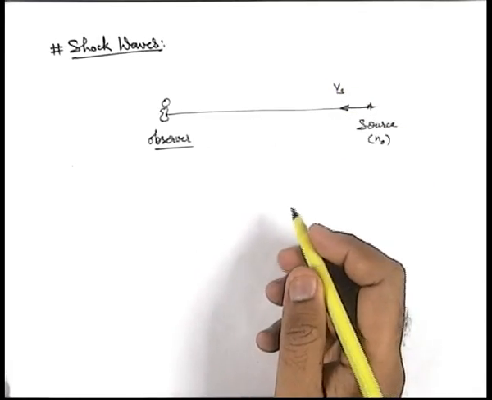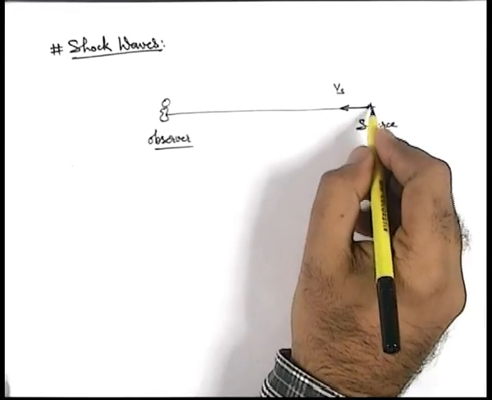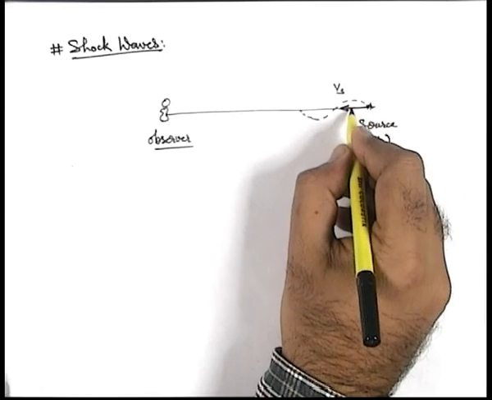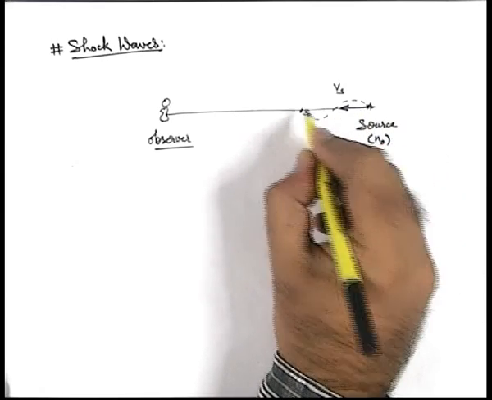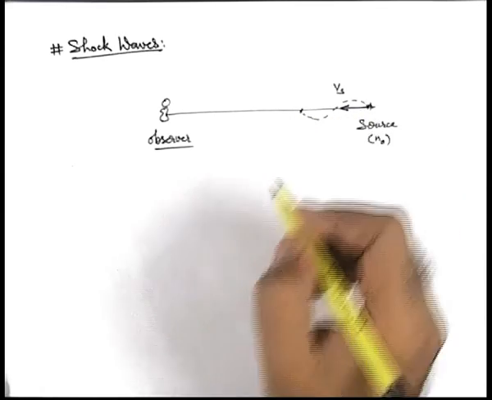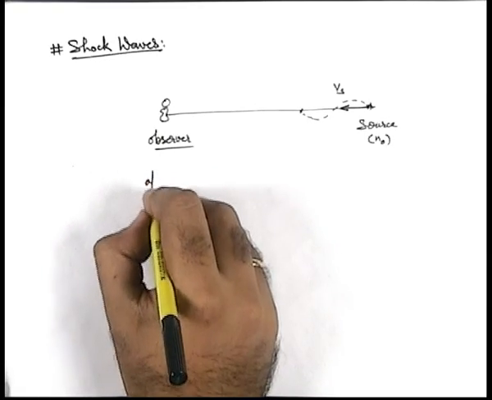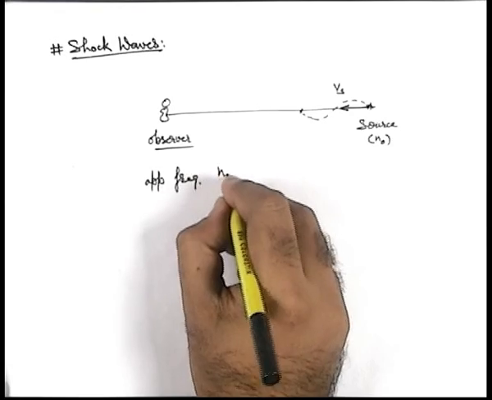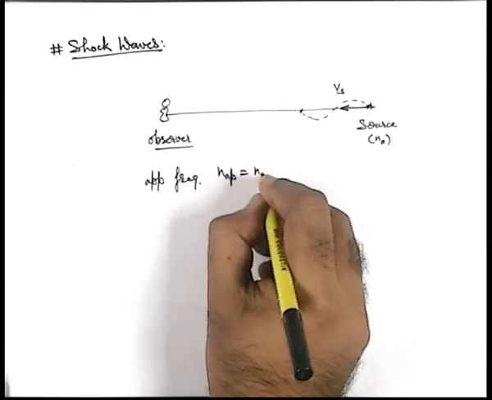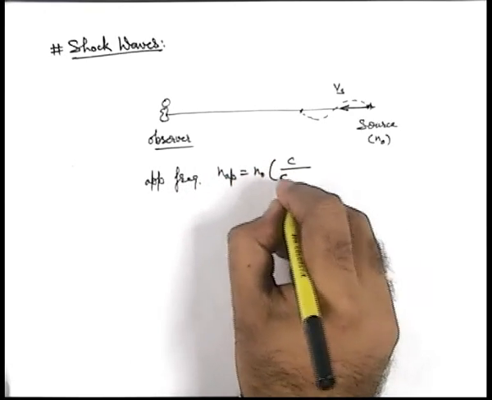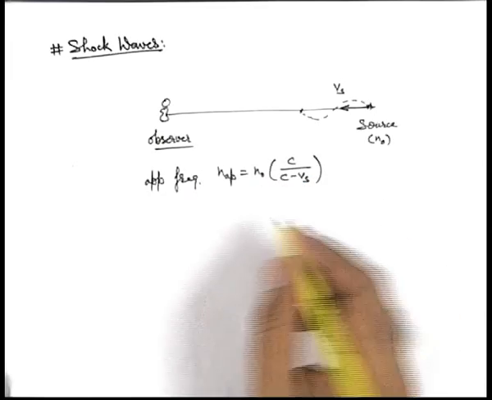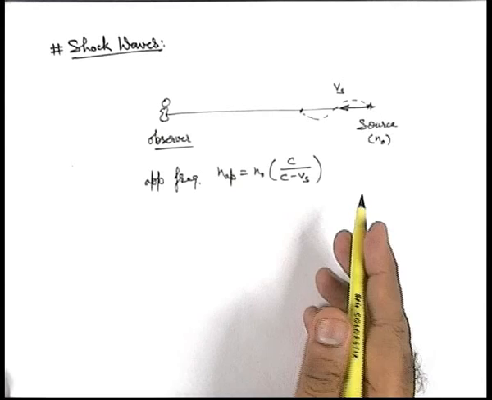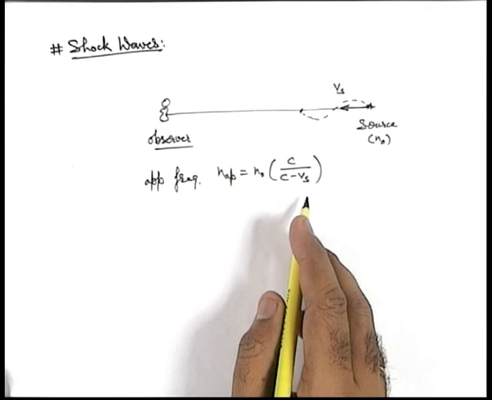So we know well in this situation when a source is moving, its actual wavelength is compressed due to the motion of the source. Now in this situation, if we find out the apparent frequency heard by the observer, this n apparent can be given as n0 c by c minus vs. This we have discussed quite in detail and taken several examples based on this.